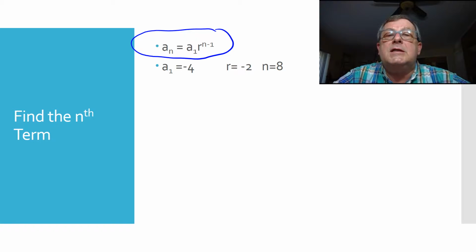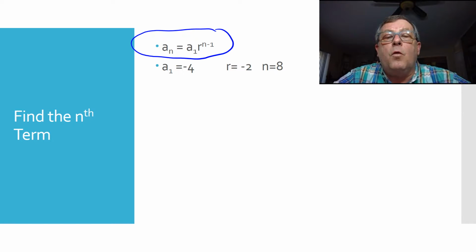This is where we begin to see a difference from our arithmetic sequences. So we've got a common ratio. In arithmetic sequences, we're adding and subtracting. In geometric sequences, we are multiplying and dividing, and we are using exponents. And there's where our n minus 1 comes in. Our common ratio is raised to the power of n minus 1.